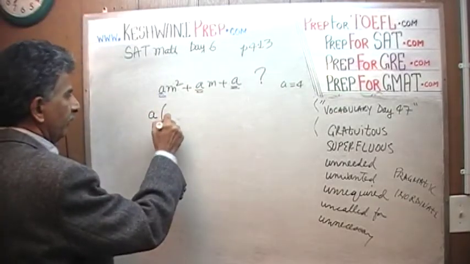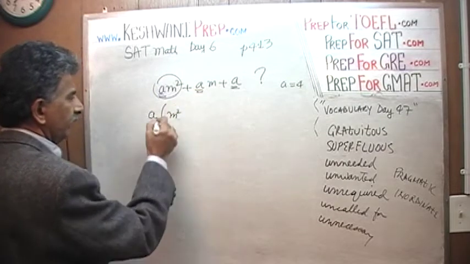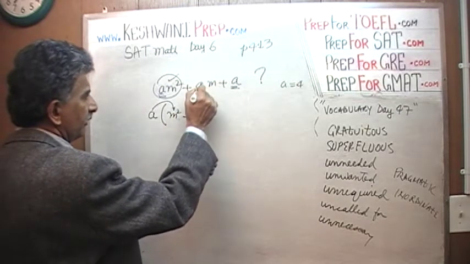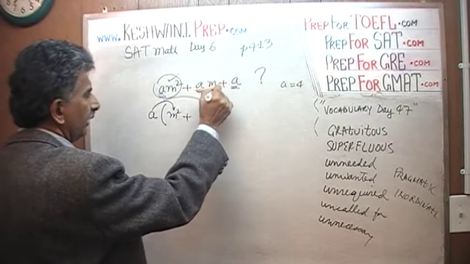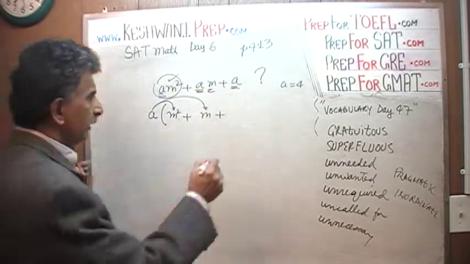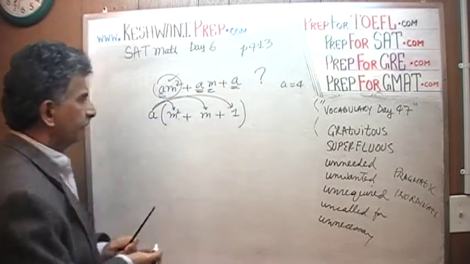If you take out a common out of the first term, we are left with m squared. You see, a times m squared is going to give us am squared. Out of the second term, once we take out the a, we are left with m. Again, a times m is going to give us back am. And finally, the last one, once we take out the a, we are left with 1. Again, a times 1 is going to give us our a.